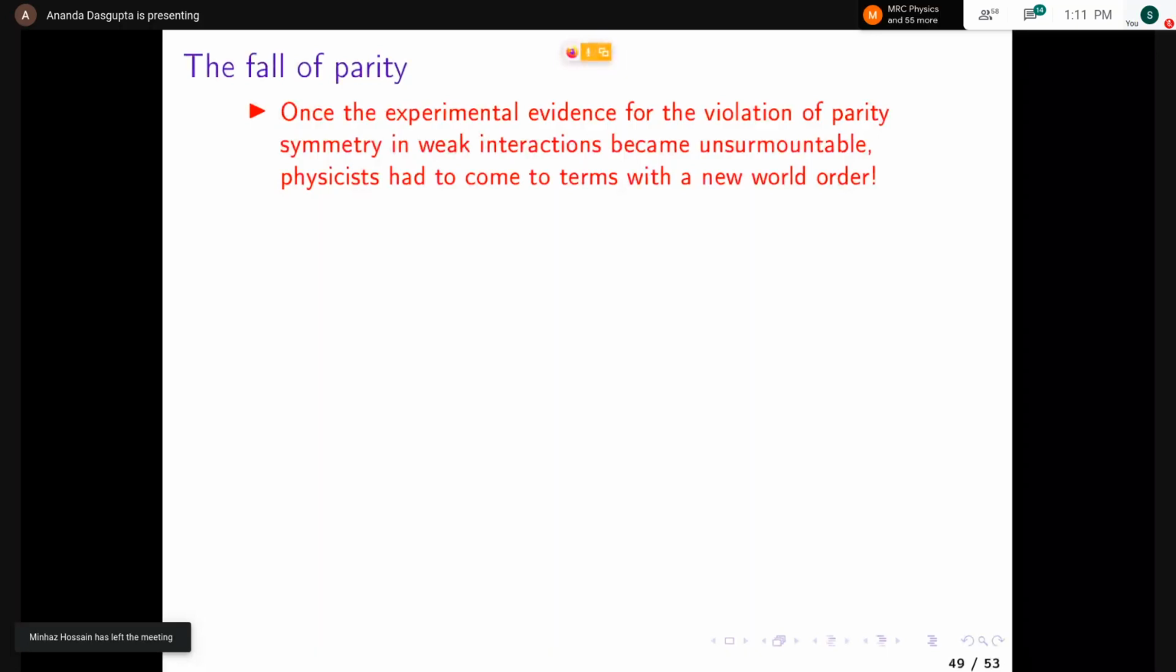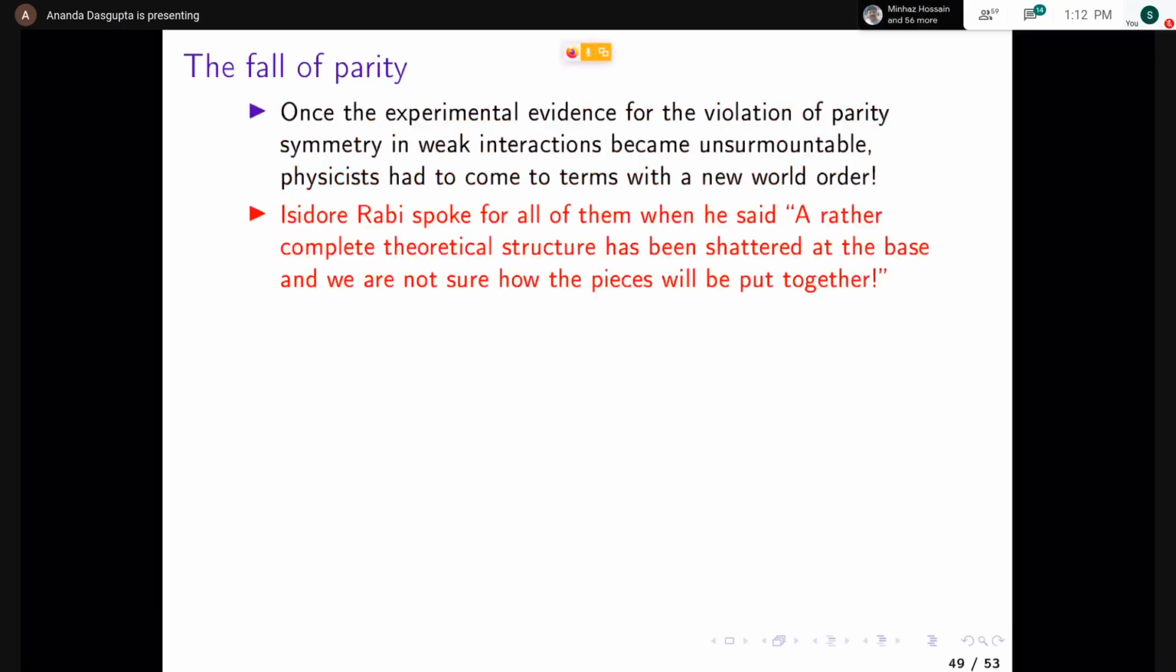So once the experimental evidence for the violation of parity symmetry in weak interactions became insurmountable, physicists had to come to terms with the new world order. And I will quote Isidor Rabi here. He said, a rather complete theoretical structure has been shattered at the base, and we are not sure how the pieces will be put together. But the important thing in science is, if your theory works, that's good news. But if it fails, it's better news, because now you have to look for better theories.